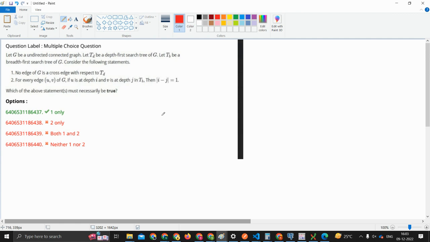Let G be an undirected connected graph. Let TD be a depth first search tree of G. Let TB be a breadth first search tree of G. Consider the following statements. First, no edge of G is a cross edge with respect to TD. And second, for every edge UV of G, if U is at depth I and V is at depth J in TB, then modulo of I minus J is equal to 1.